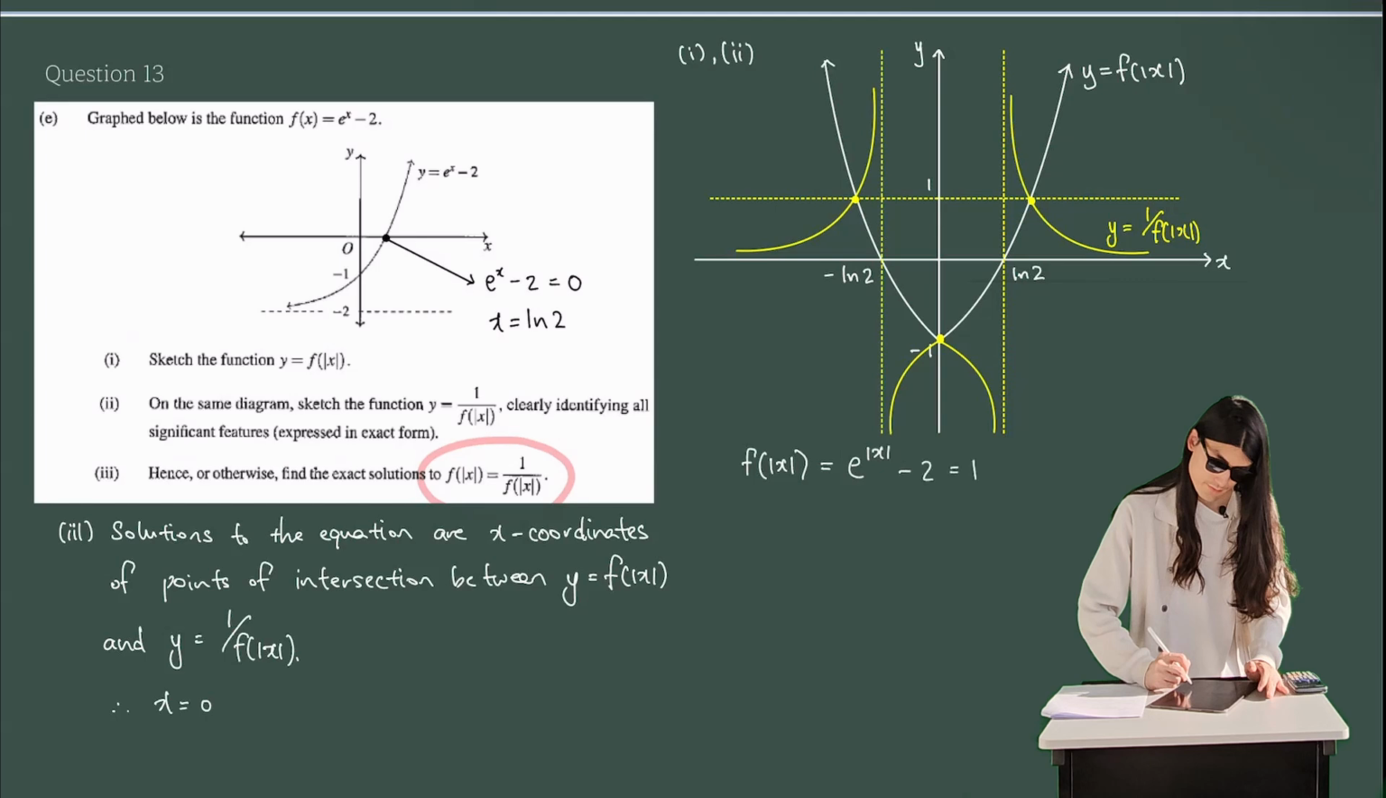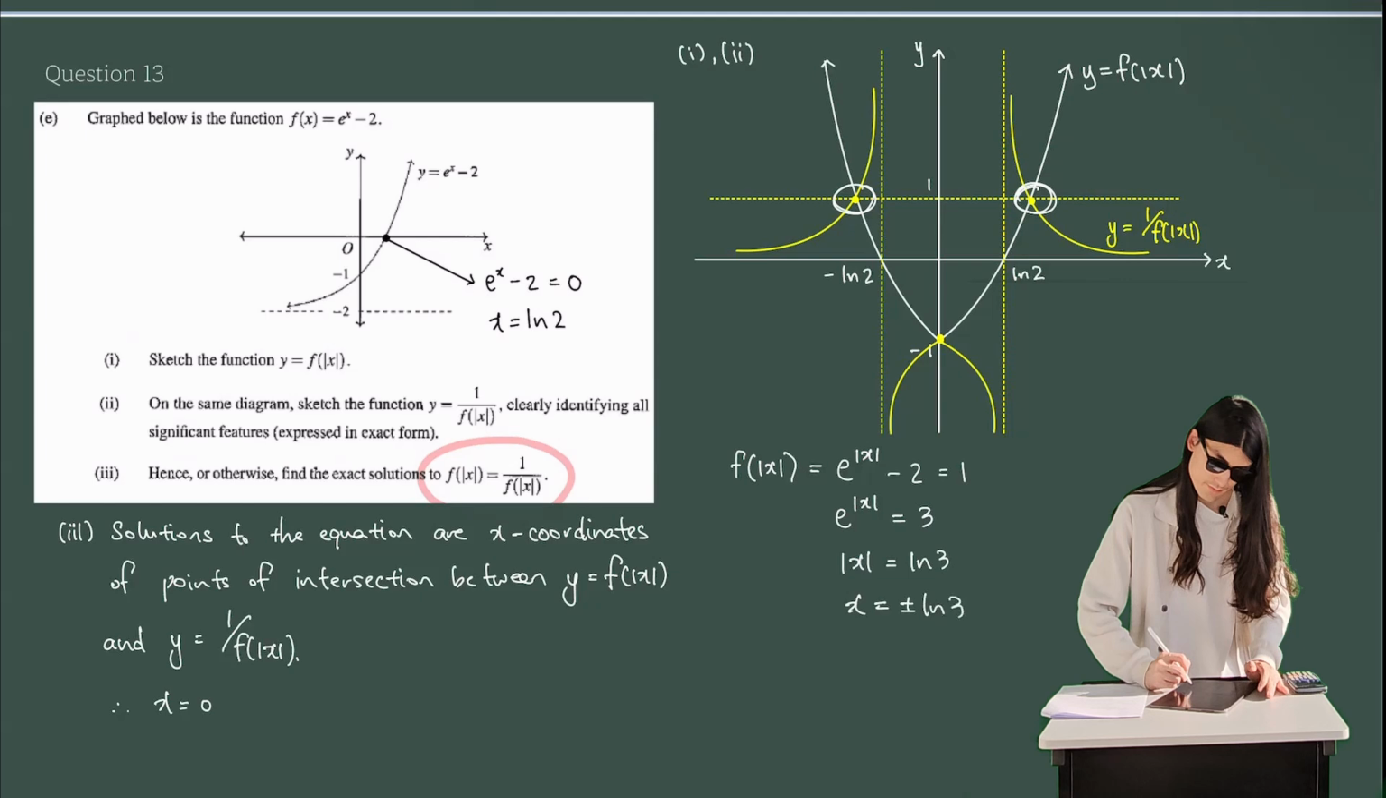Put that equal to 1 and solve for x to find the x coordinates of these points of intersection. Once again, that's of course because that's the point where y, f of absolute value of x, is equal to 1. So this would then mean e to the power of absolute value of x is equal to 3. Absolute value of x is equal to ln 3, which means x is plus or minus ln 3.